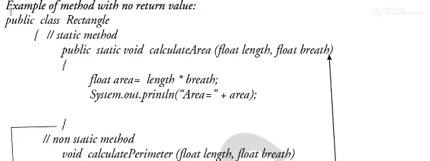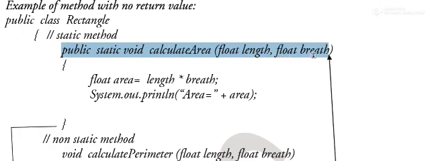Now you can see all the above topics in this example. Example of methods with no return value. Public class Rectangle. Static method: public static void calculateArea. Public is the access specifier, static is the modifier, void is the return type, calculateArea is the method name, and float length, float breadth are the parameter list. In the body of the method: float area equals length into breadth, System.out.println area equals area, the calculated area.